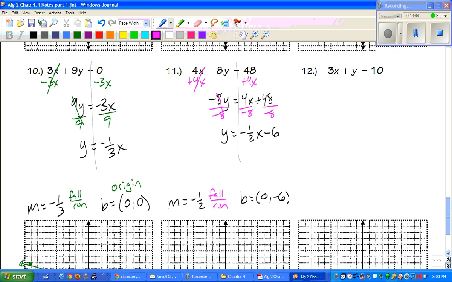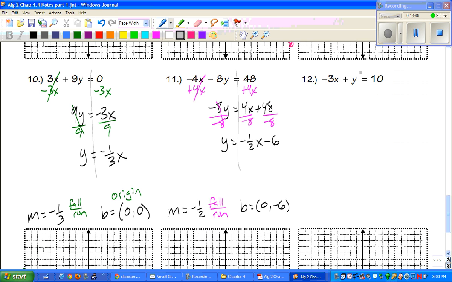All right, last one. So solving this one, let's add the 3x to both sides. You get y equals 3x plus 10. Oh no, hey, look at that. Everything's already by itself. Our slope is 3 over 1, and our y-intercept is 0, 10.